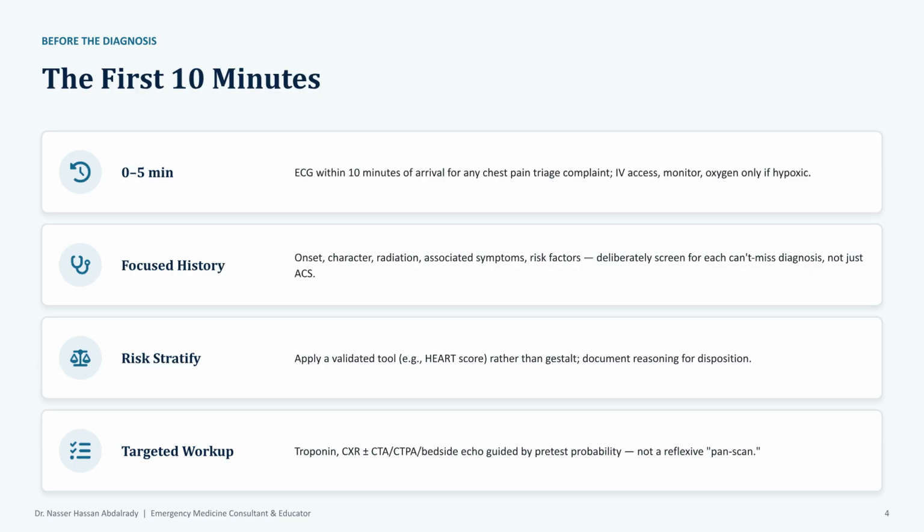In the first 10 minutes, get an ECG for any chest pain triage. Monitor the patient and gain IV access. Focus your history to screen for the can't-miss list. Use validated risk tools like the HEART score, and let pretest probability guide your workup, not a reflexive pan scan.